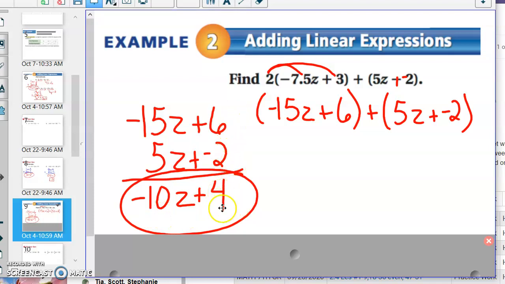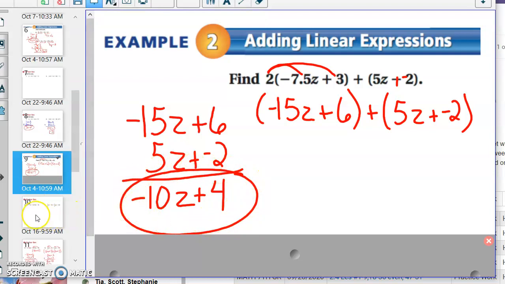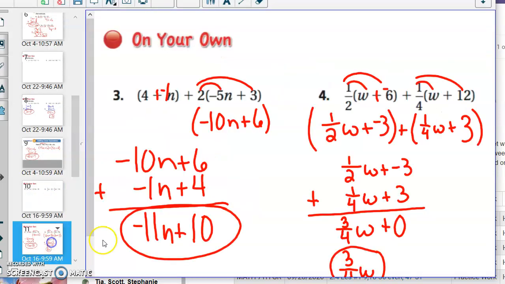6 plus negative 2 would be 4. So my simplified answer would be negative 10z plus 4. And the reason that this is simplified is because I don't have any parentheses and all like terms have been put together. So now these next two prove to be a little challenging for students in class. So I'll walk you through them.